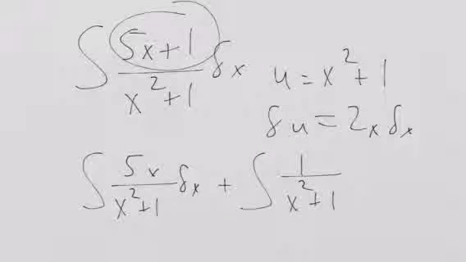So they both have the same denominator. I just split up the numerators. This one I can use a substitution to factor just how I did a second ago. This one here, this is the definition of arctangent of x.